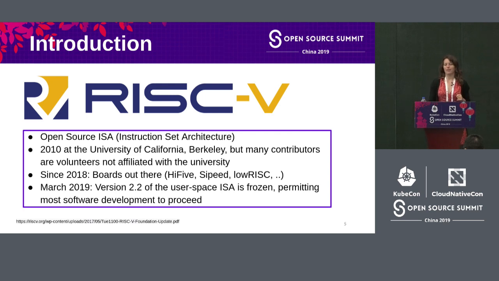So what is RISC-V? RISC-V is an ISA, an instruction set architecture. It was started in 2010 at the University of California in Berkeley, but since then it has seen many contributions. And since 2018 we have boards and hardware out there, because before it was just software, a program which you could flash onto your FPGA to simulate a CPU. But nowadays you have hardware. And since March 2019, version 2.2 of this instruction set architecture is stable, and you can start using it in your software development project.